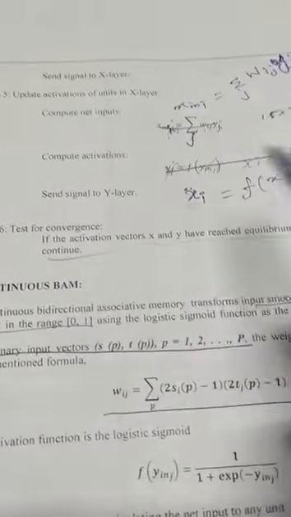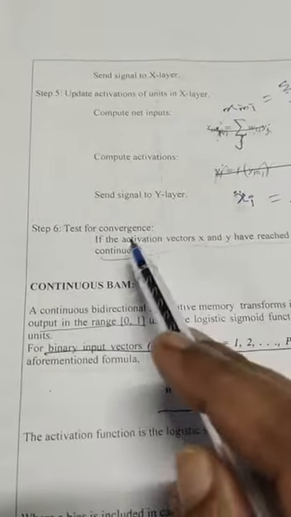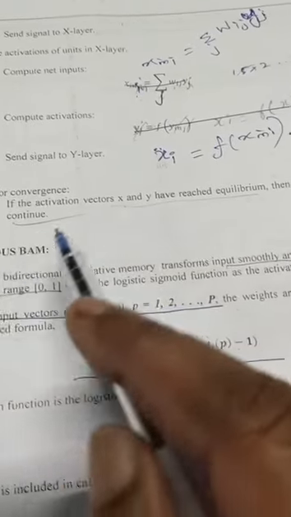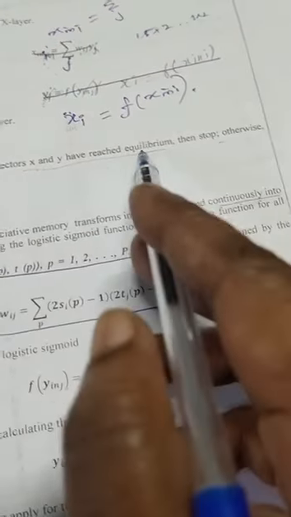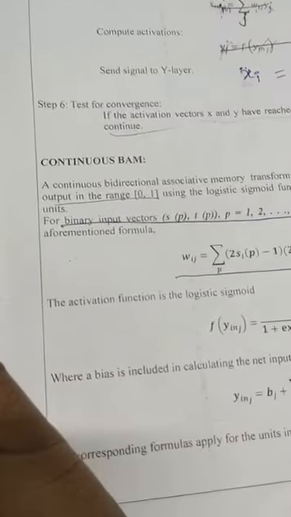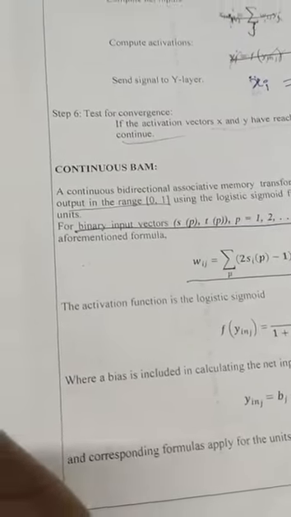Then you have to check if the activation vectors x and y have reached equilibrium, then stop, otherwise we have to continue. This is the algorithm for the discrete case, that is, if your input is binary or bipolar. For that, this is how to use the BAM network for pattern association.